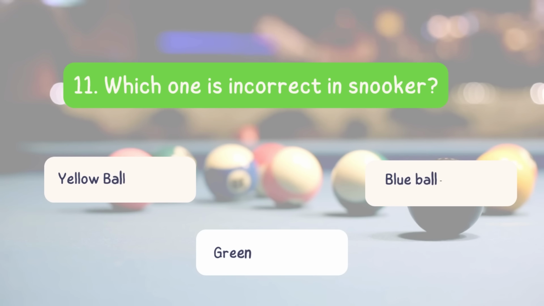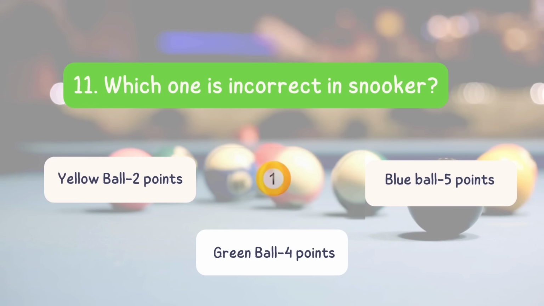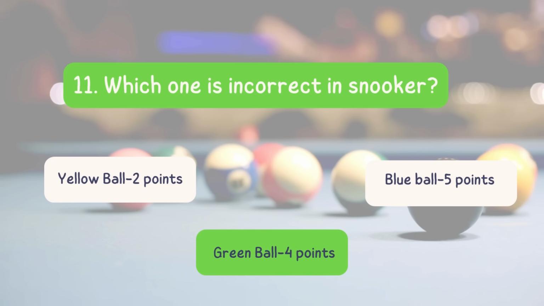11th question. Which one is incorrect in snooker? Yellow ball 2 points, blue ball 5 points, green ball 4 points. The correct answer is green ball 4 points.